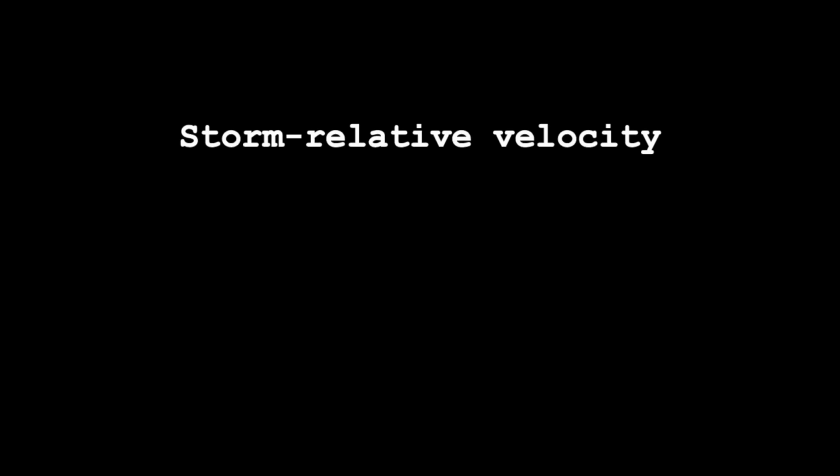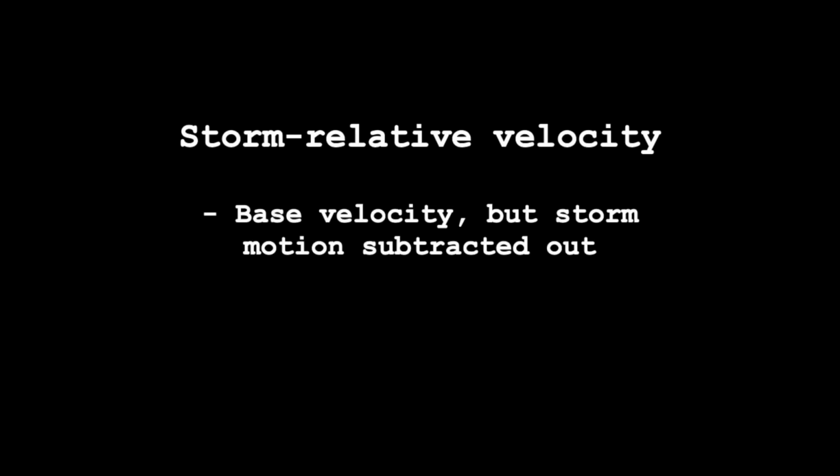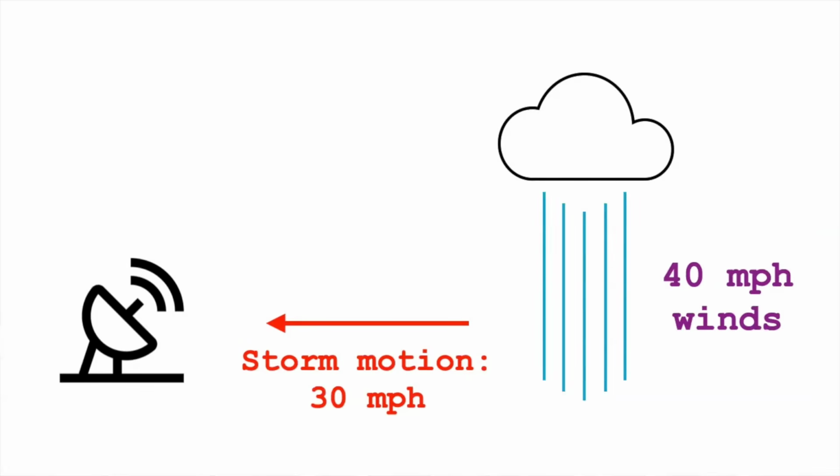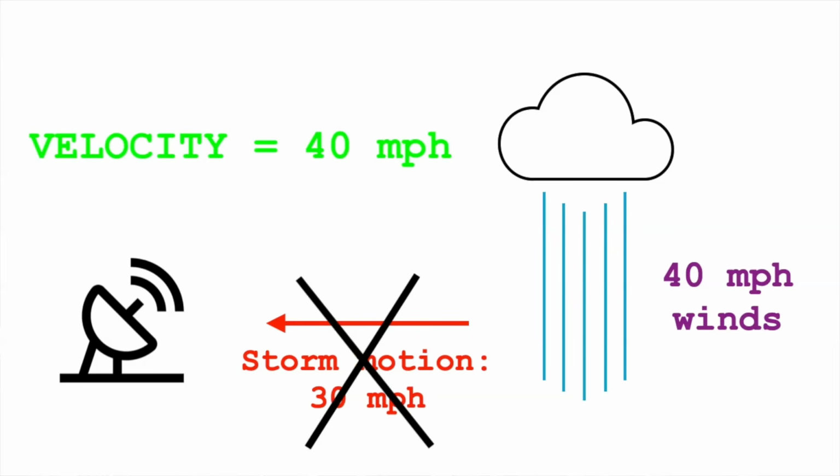To combat this, we can use a product called storm relative velocity. This is just like the base velocity product, only with storm motion subtracted out. So, in our example of a target moving at 40 miles per hour within a storm moving directly at the radar at 30 miles per hour, the storm relative velocity product would estimate that target's velocity to be a more accurate 40 miles per hour because storm motion has been subtracted out.